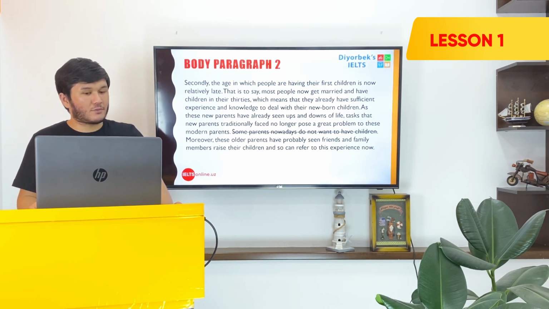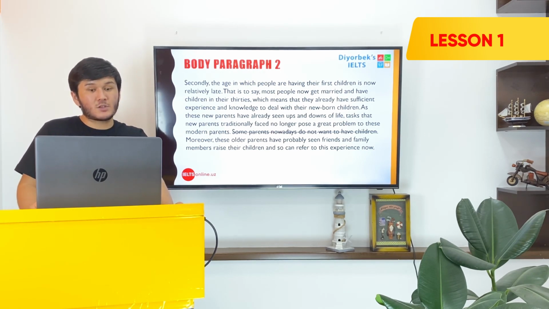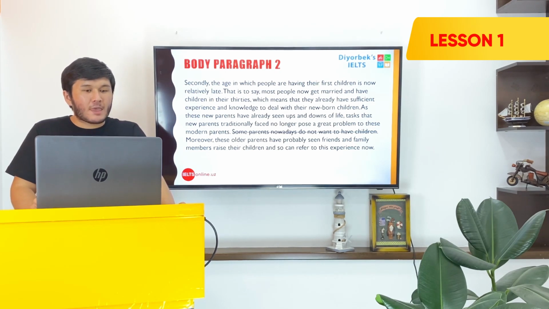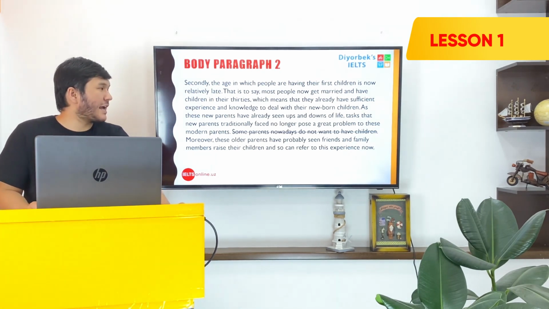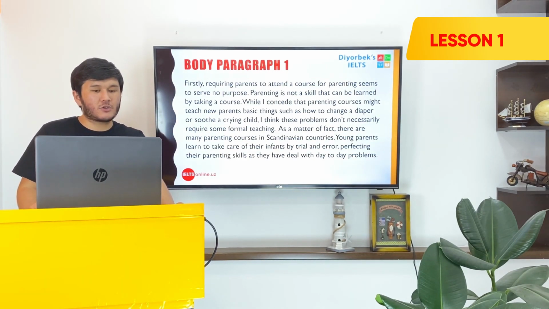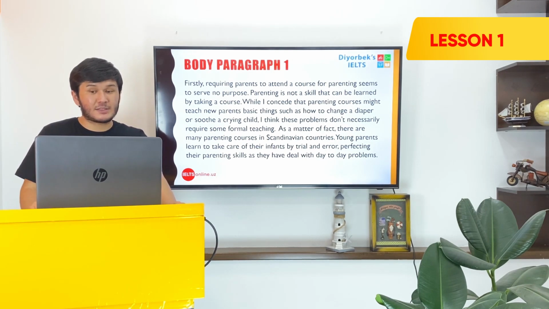Now, finally, I am going to finish this paragraph with this sentence. Moreover, these older parents have probably seen friends and family members raise their children, and so can refer to this experience now. So again, I have one main idea in this paragraph with well-extended, well-supported ideas. And if you carefully look at both of these paragraphs, I have a variety of sentences, and also I am using clear paragraphing, and there is a sufficient range of vocabulary, and we are using referencing and cohesive devices successfully.